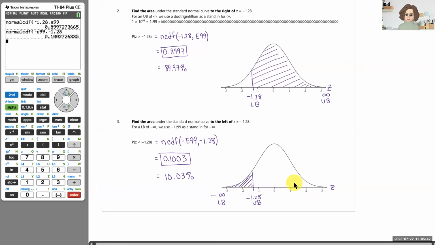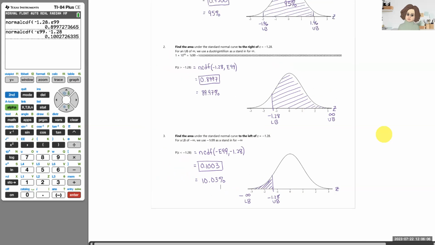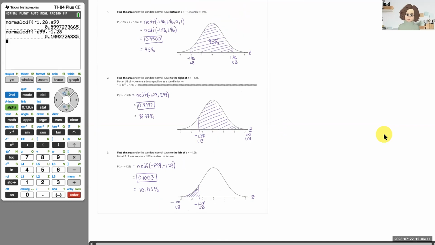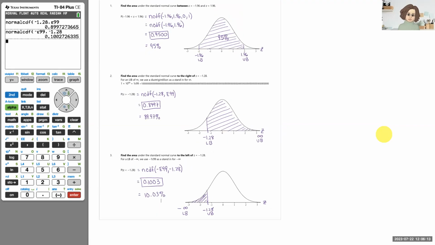All right, so I did want to just use the negative 1.28 in both cases so that you could see that this area, 89.97%, plus this area, the other 10.03%. If we put those two areas together, we would get 100%. So those are our 3 cases of how you'll use normal CDF to find area or probability.